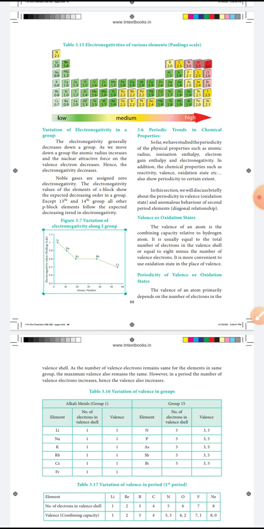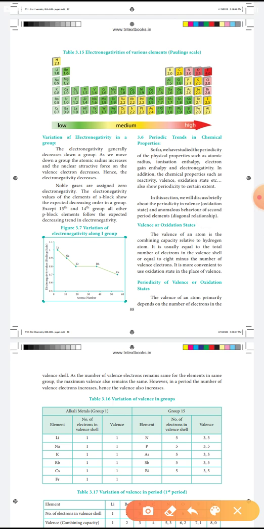Periodicity of valency or oxidation state. The valence of an atom primarily depends on the number of electrons in the valence shell, meaning the outermost shell. The number of valence electrons remains the same for elements in the same group. For example, first group elements have only 1 electron in the valence shell, second group elements have 2, and third group elements have 3. Across the period, as the number of valence electrons increases, the valency also increases.